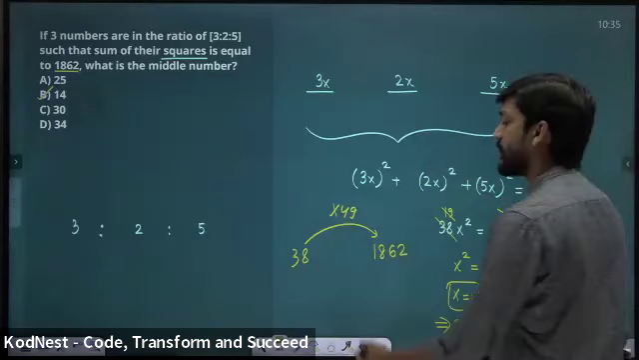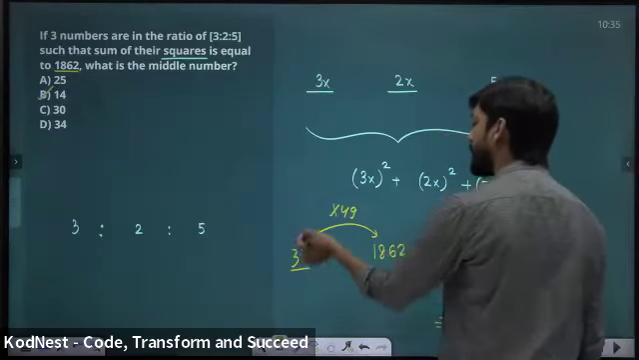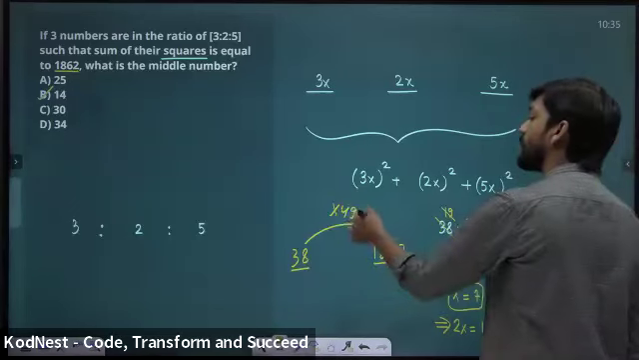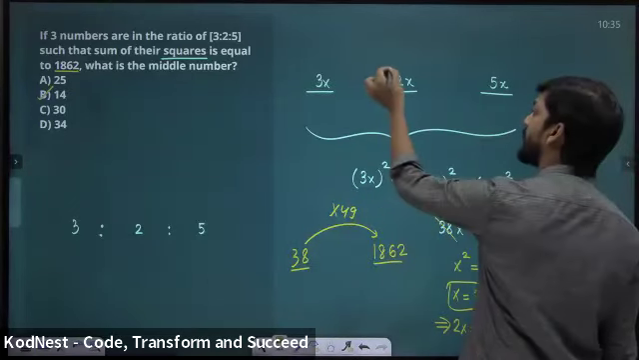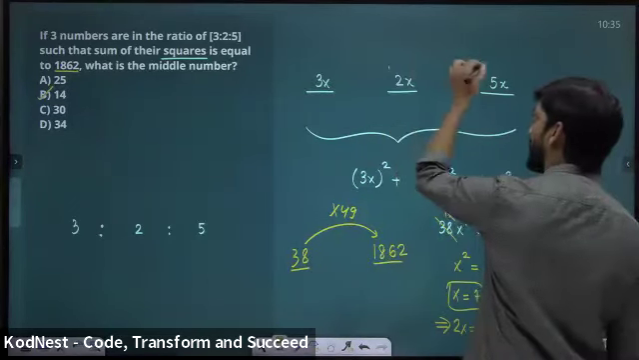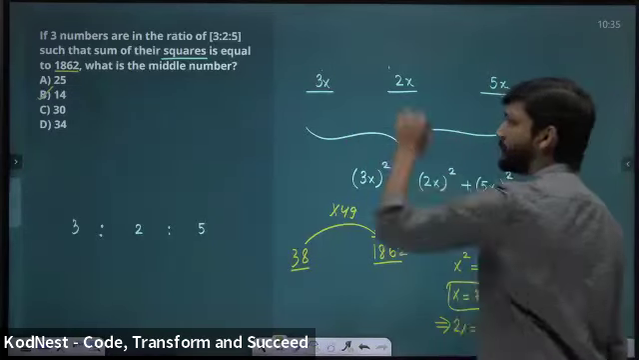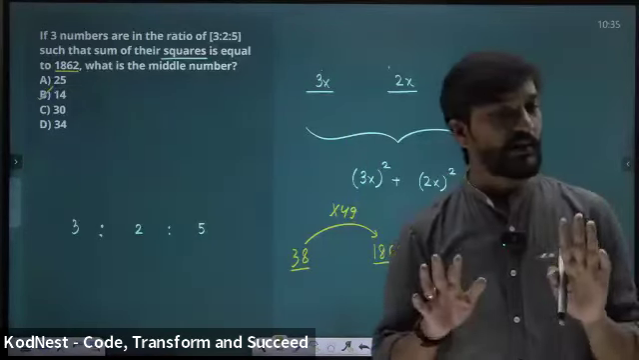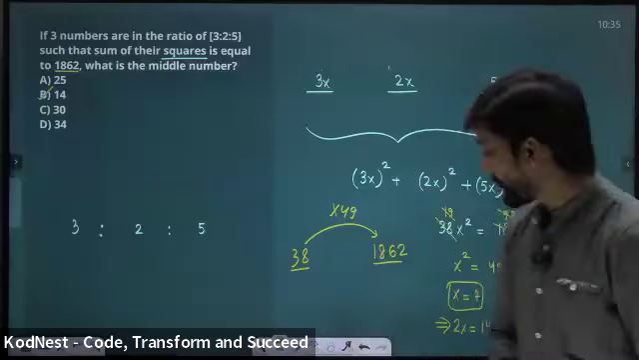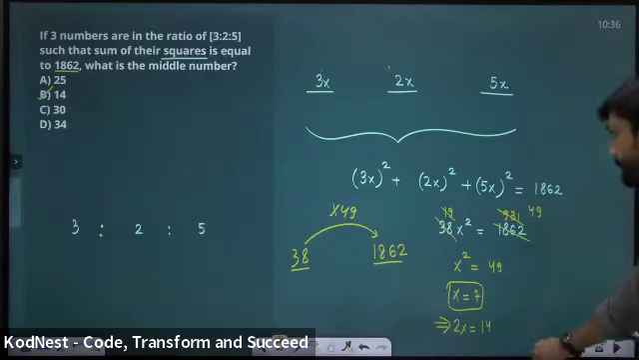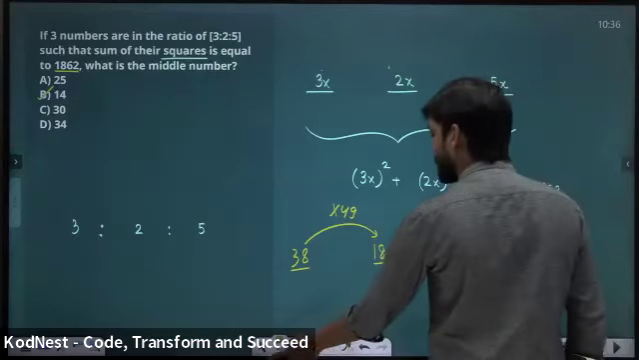So the sum of squares, you will get 38. 38 into 49 is 1862. So 49 is for squares. Here you will do 2 into 7, 5 into 7, 3 into 7. So do it by the variable, that is better. Carefully see, please. Very simply, we can create the equation.